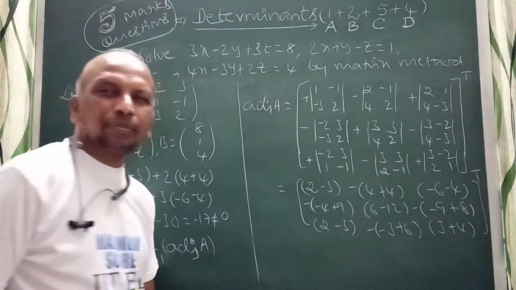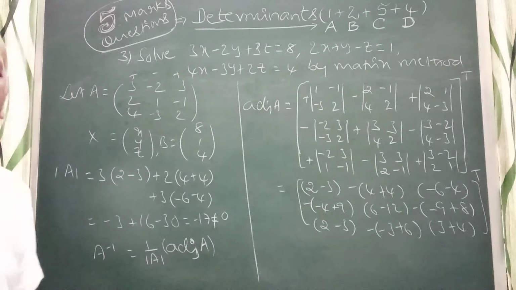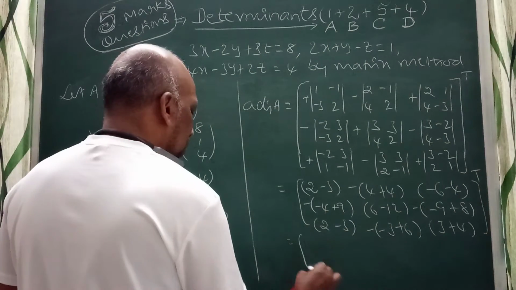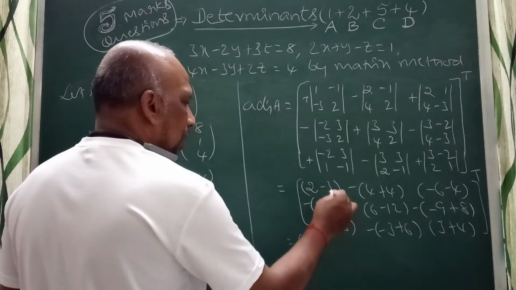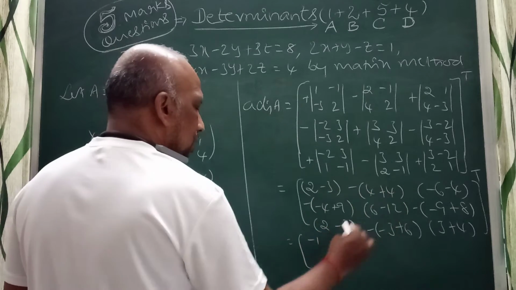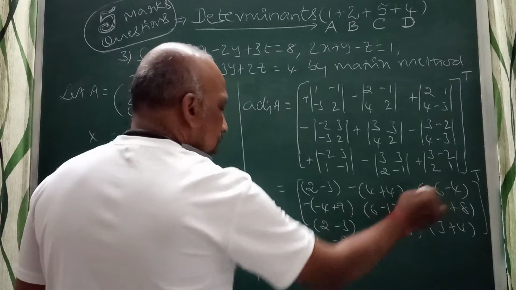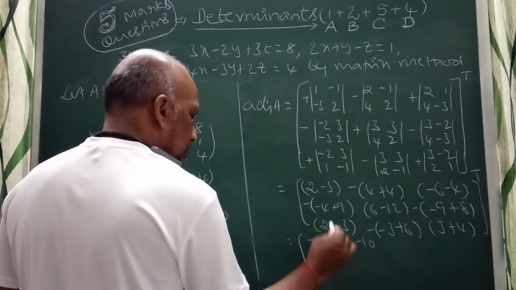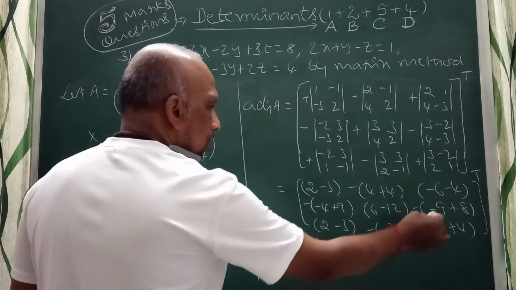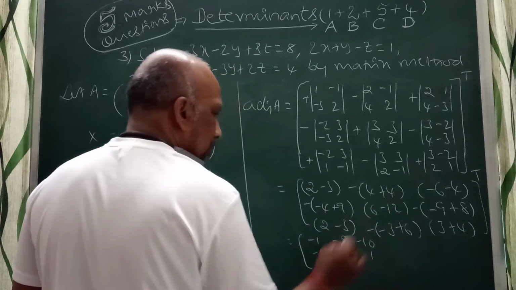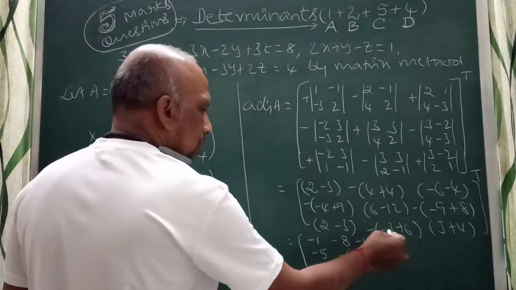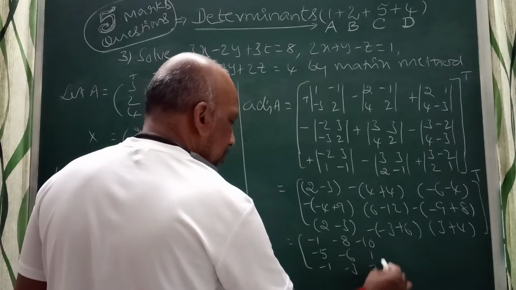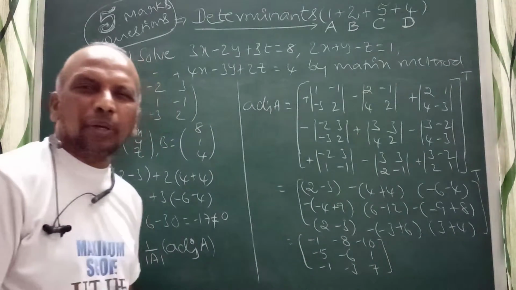Transpose of this. Think about the transpose of that. When I simplify here, what matrix will we get? You get minus 1, minus 8, minus 10, and here 5 minus 5, minus 6, and this is minus 1. You will get 3 minus 3, which gives 7. So this is the matrix you will get.